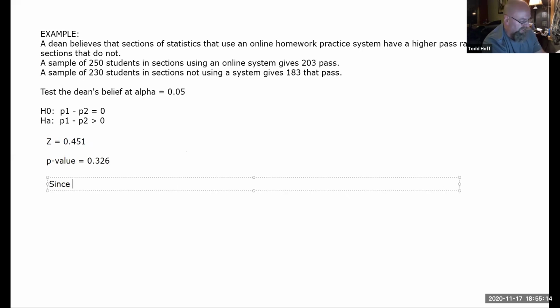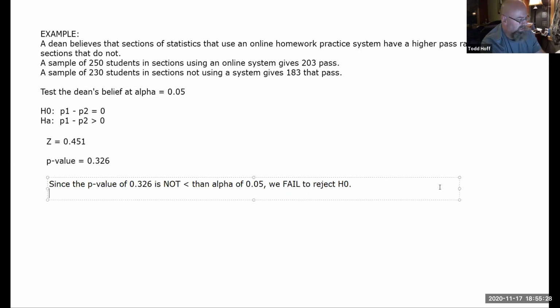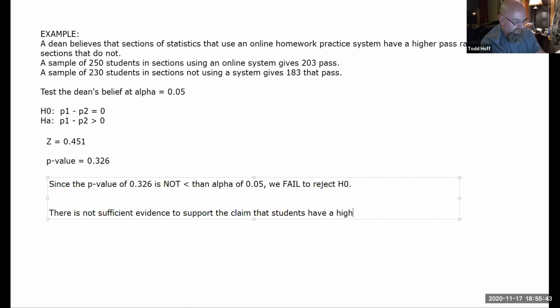So since the p-value of 0.326 is not less than alpha of 0.05, we fail to reject the null hypothesis. There is not sufficient evidence to support the claim that students have a higher pass rate when using an online system.